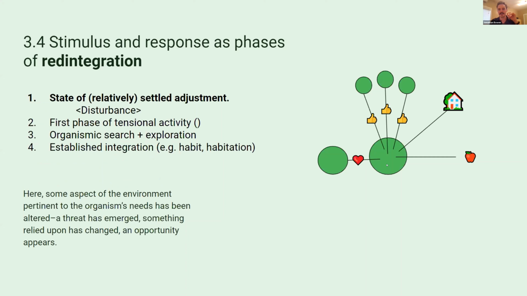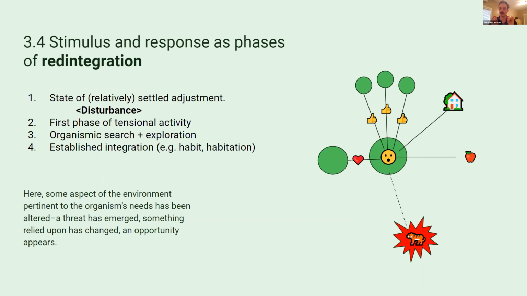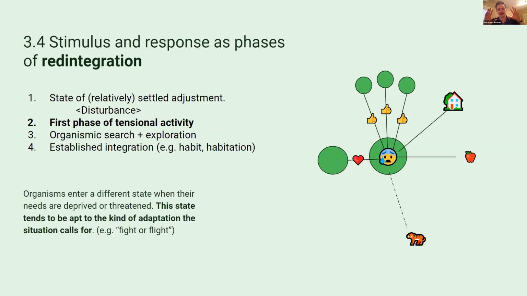So here's our organism with its settled way of life. Let's just draw a little happy face there to depict that. Well, then there's some kind of disturbance. Something happens, something changes in the organism's environment, a threat emerges, or an opportunity appears, or something that has been relied upon changes. Then the organism enters what Dewey calls the first phase of tensional activity. So the organism is not going to be doing the same things it was doing before it came into contact with this change, which it needs to integrate its activities with respect to.